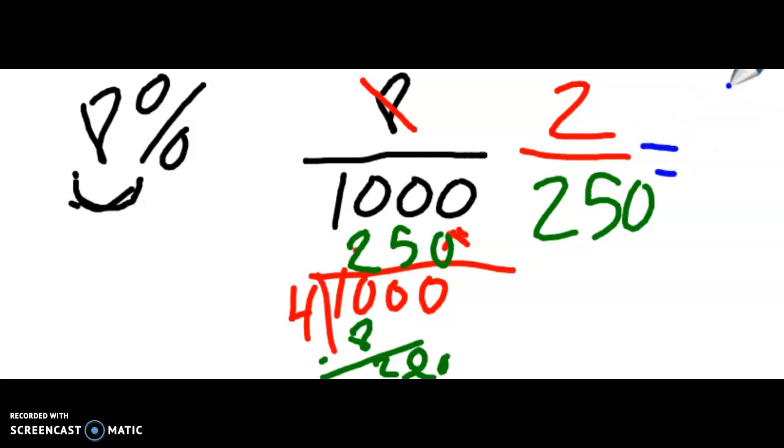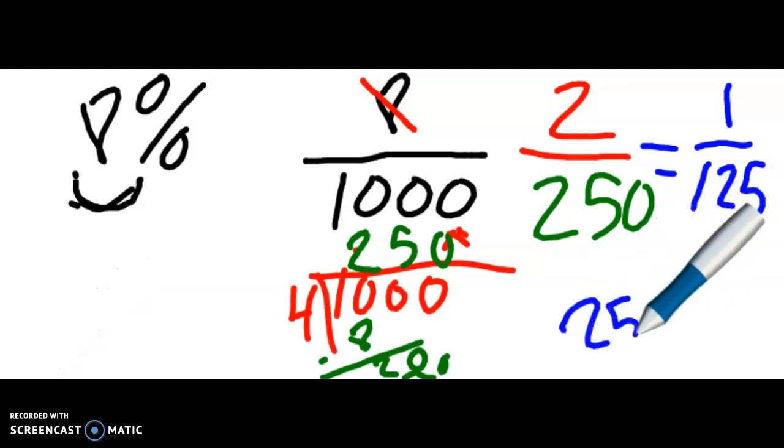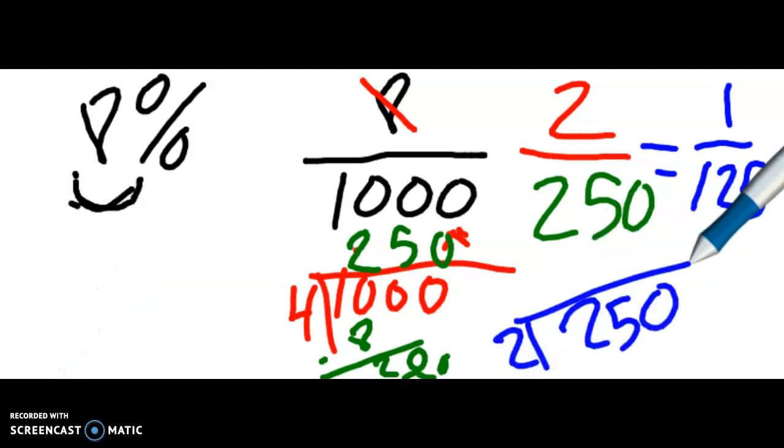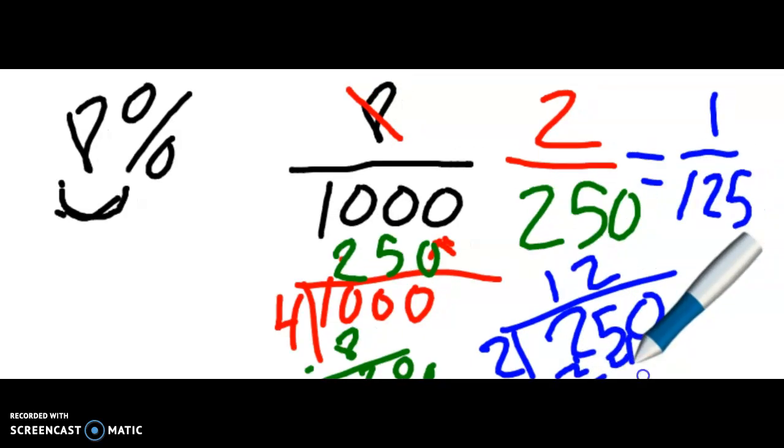So 2 can go into 2 one time, and 2 can go into 250. Well, what's half of 250? It would be 125. I can do the math too. I can actually do the division down here. 2 goes into 2 one time, and then 2 goes into 5 two times, and then 5 times, because that's going to be 10 left over. So 1 over 125 is our answer.